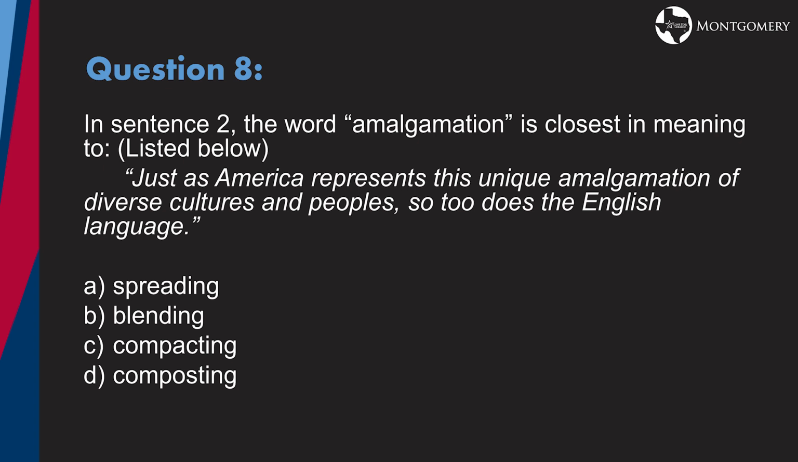Just as America represents this unique spreading of diverse cultures and peoples, so too does the English language. Just as America represents this unique blending of diverse cultures and peoples, so too does the English language. Just as America represents this unique compacting of diverse cultures and peoples, so too does the English language. And just as America represents this unique composing of diverse cultures and peoples, so too does the English language. Of these proposed answers, the only one that makes sense and sticks to the closest meaning is B, blending.